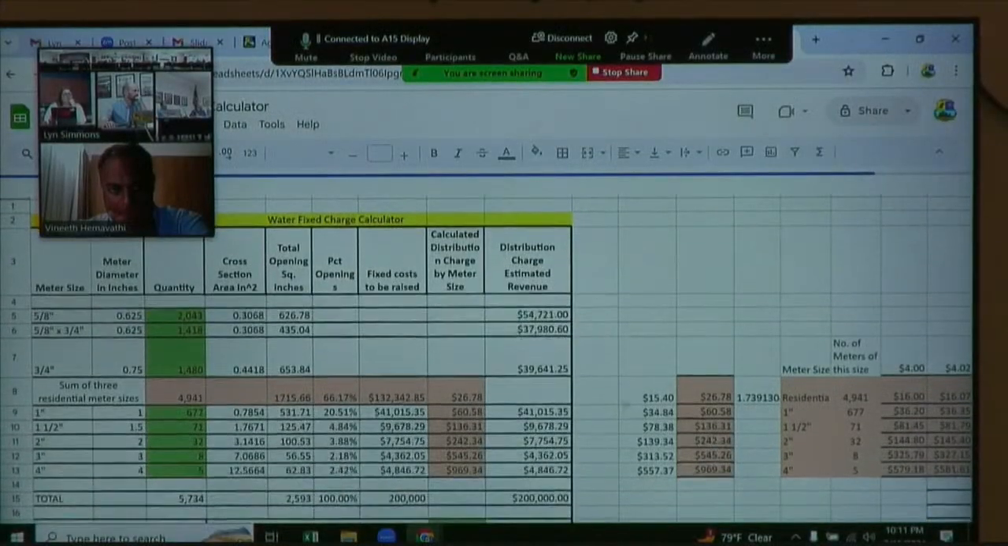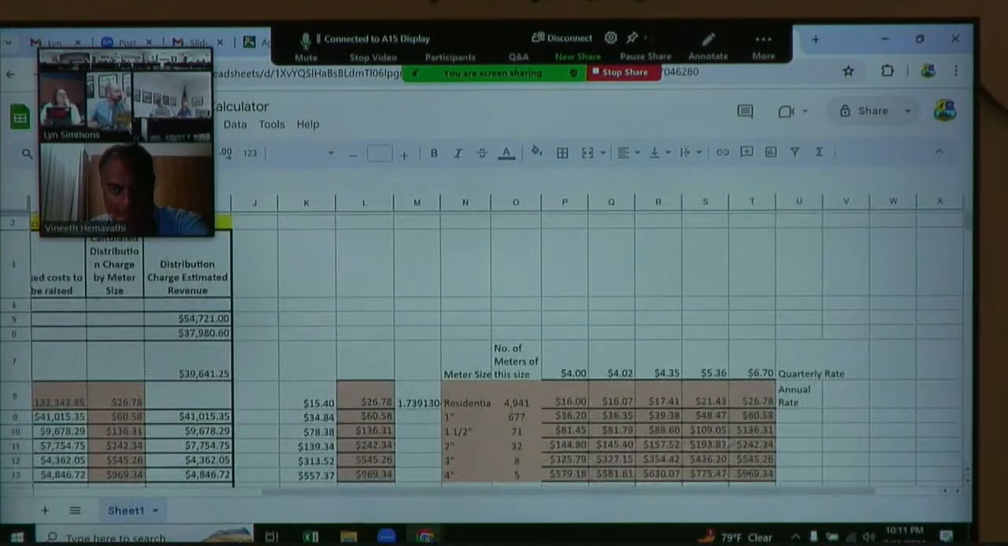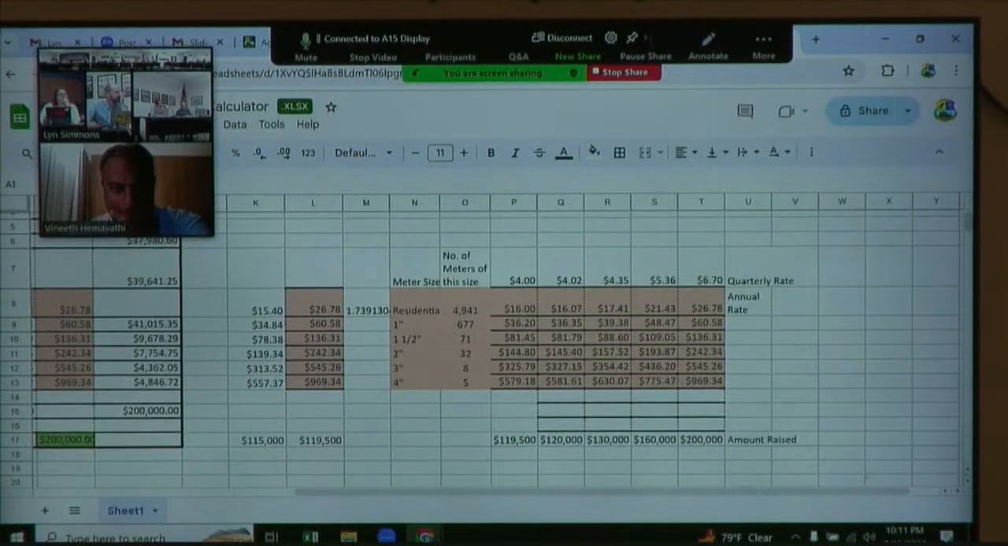The intent was that all residential, because if you go to the left, there's some residents with a half-inch meter, some with a three-quarter-inch meter, some whatever. But the intent was that these residential meters that are less than an inch, 4,941 of them, all pay the same rate. It's kind of like what we did with the stormwater system. Every house is the same stormwater fee. So we did the same thing. Everything else is based on the cross-sectional area of the meter.